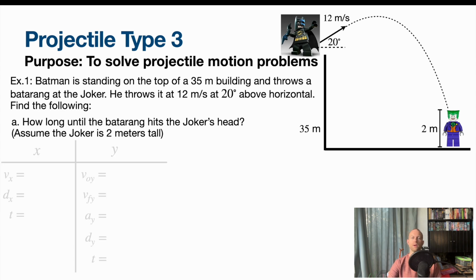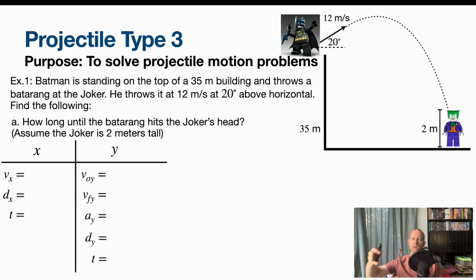Let's take a look. Just like any projectile motion, we're going to write out this entire, not table of values, but your x and y. Make all these values in here, just so you can spread out your information and see what you got. We know acceleration. We know the dy is negative 33, so it's 33 instead of 35 because the Joker's 2 meters. So it only falls down 33 meters. I told you the 2 meters will be important.